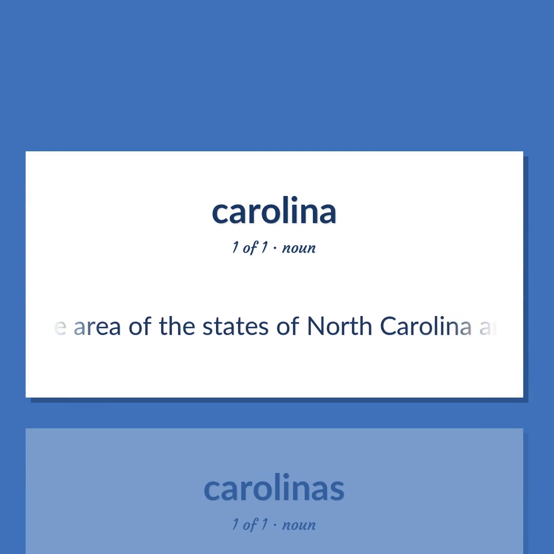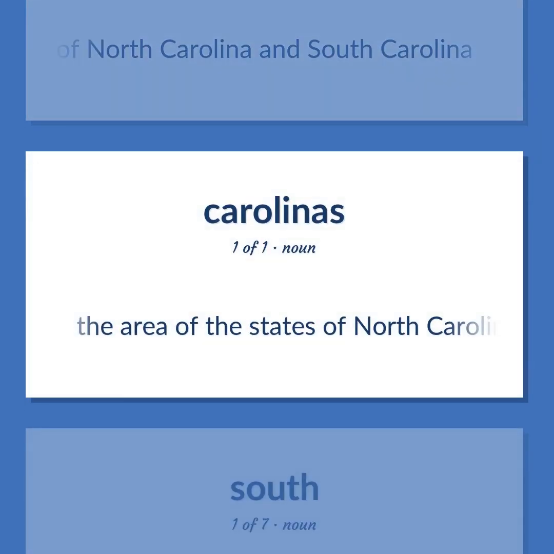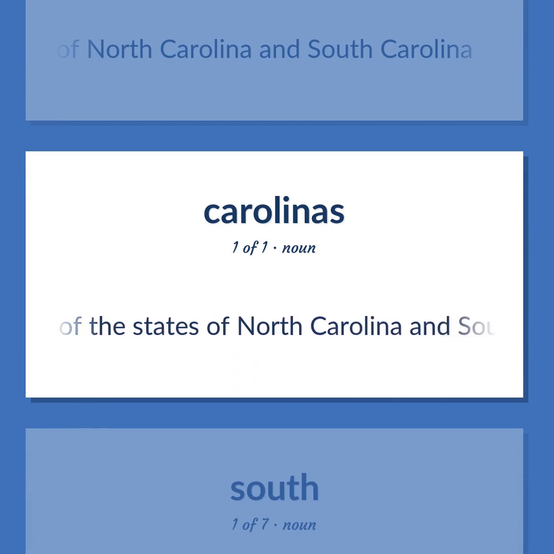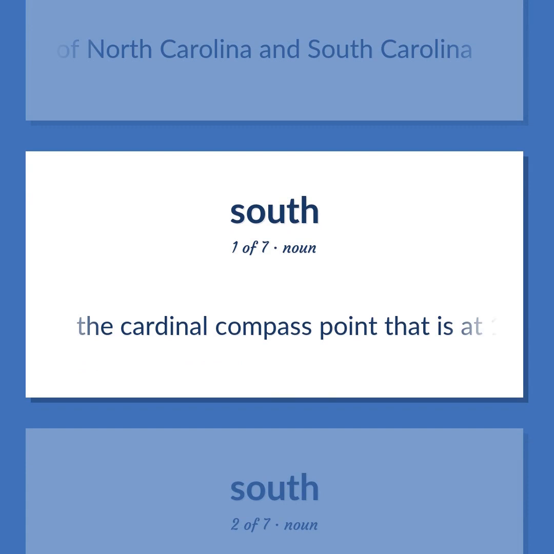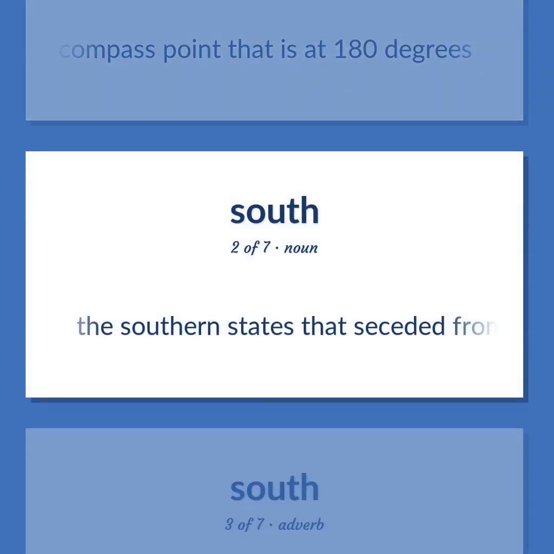The area of the states of North Carolina and South Carolina. The cardinal compass point that is at 180 degrees. The southern states that seceded from the United States in 1861.